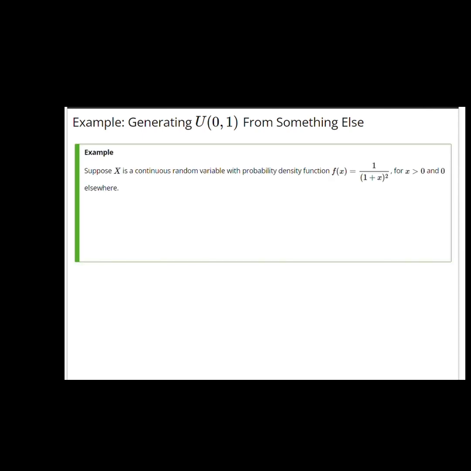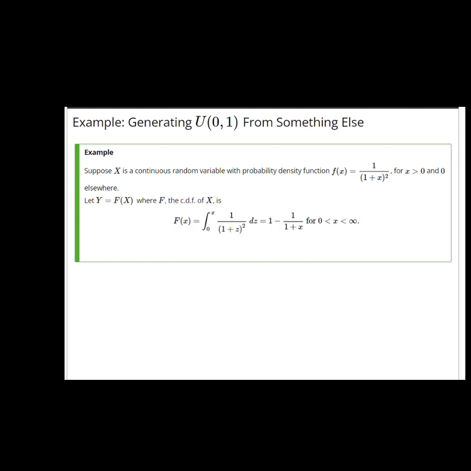Here's another example involving generating a uniform on 0, 1 from a random variable with a completely different distribution. Suppose X is a continuous random variable with a probability density function f of x of the form 1 over (1 plus x) quantity squared. This holds for x greater than 0, but when x is negative, the probability density function is 0.